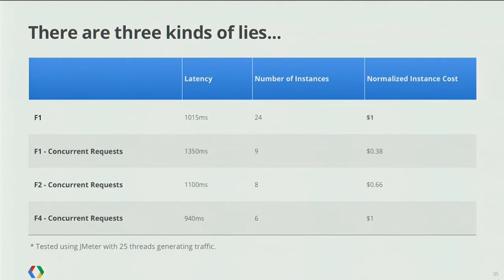And then I did a final increase, jumping from an F2 to an F4, and reran the benchmark. In this particular case, latency actually fell from 1 second to about 0.9 seconds. The number of instances went to 6, and due to a coincidence of math, the normalized dollar cost is the same.